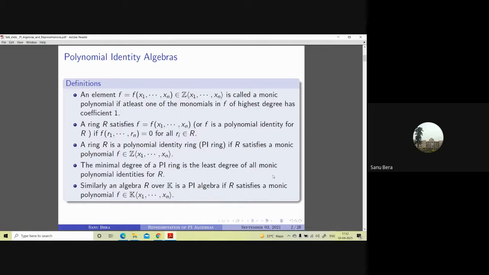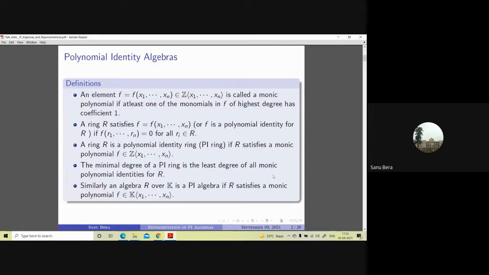Next, R satisfies f means that if we replace all the indeterminates of f by elements of R, then f vanishes identically. In this case, we will call f a polynomial identity for R. Next, a ring is called a polynomial identity ring if R satisfies such a monic polynomial identity over Z. And sometimes we call a PI ring a polynomial identity algebra.